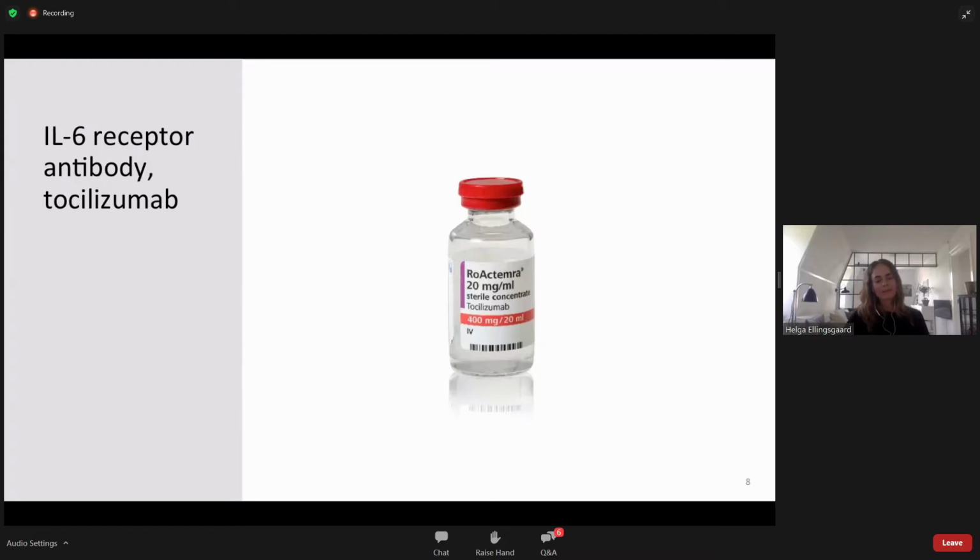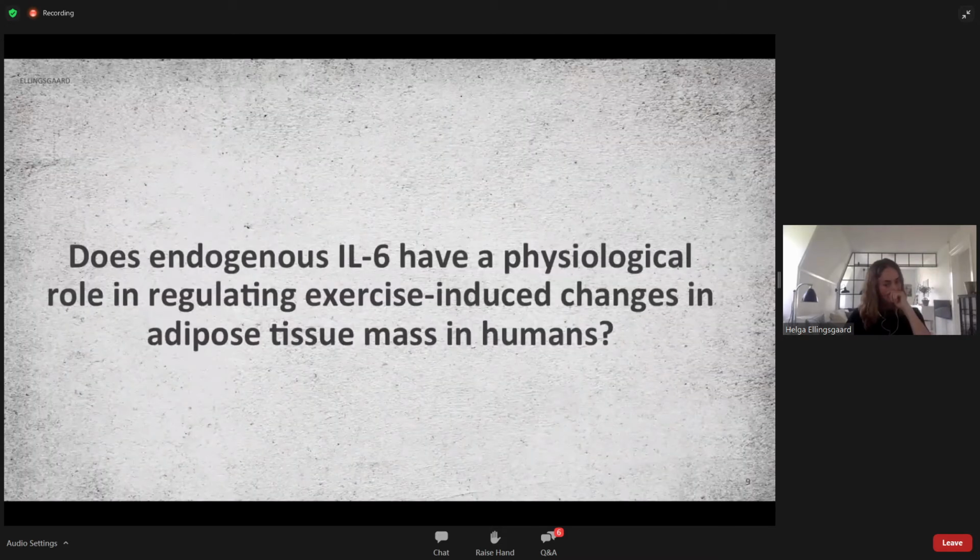The antibody, this IL-6 receptor antibody, binds both the membrane-bound and the soluble form of the IL-6 receptor, so therefore it entirely blocks all endogenous IL-6 signaling. And given the consistent effects of infused IL-6 on fat metabolism, one of the first questions we asked was the following: does endogenous IL-6 have a physiological role in regulating exercise-induced changes in adipose tissue mass in humans?